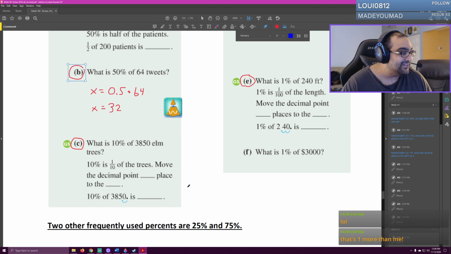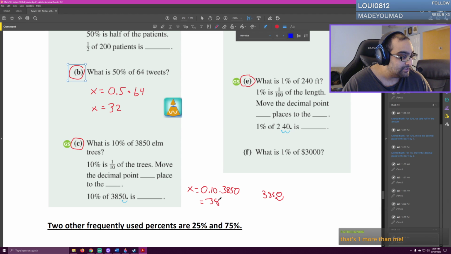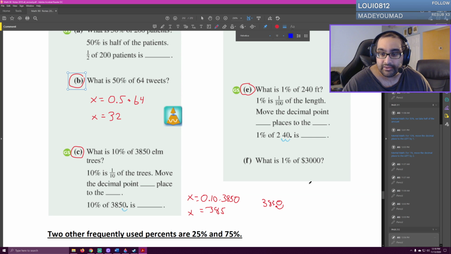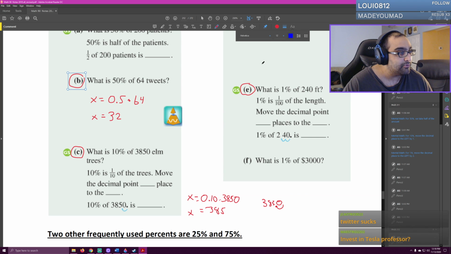All right, letter C here. 10% of 3850. So again, x is equal to 0.10 times 3850. If you're doing the mental math here, you take the 3850 and move the decimal over one spot to the left. So here we'll get 385 elm trees as our answer for x. All of you got that, no problem. And then for letter E, what is 1% of 240 feet?